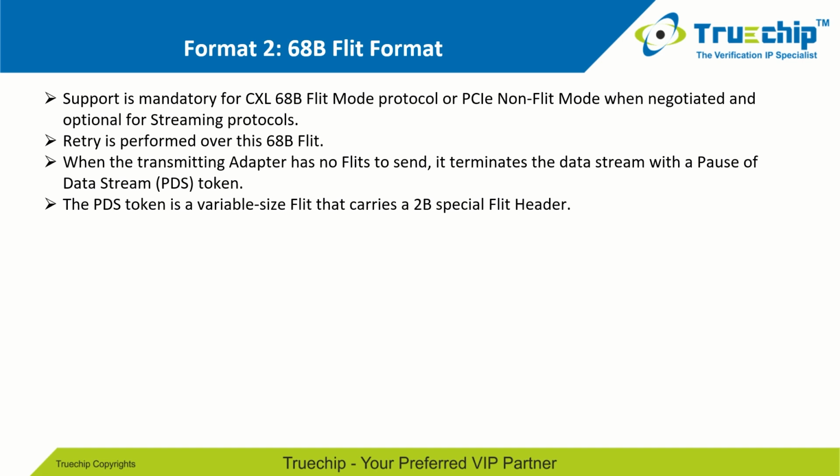The second format is the 68 byte Flit format, and it is mandatory for the CXL 68 byte Flit mode protocol or PCIe non-Flit mode, and it's optional for streaming protocols. Retry is also performed over this Flit. When the transmitting adapter has no Flits to send, it terminates the data stream with a pause of data stream, which is called the PDS token, and is a variable size Flit that carries a 2 byte special Flit header.